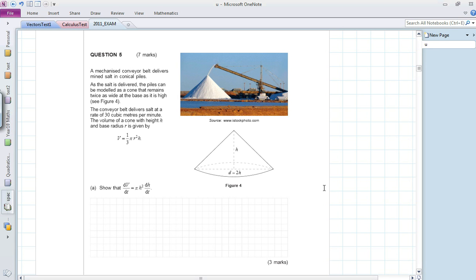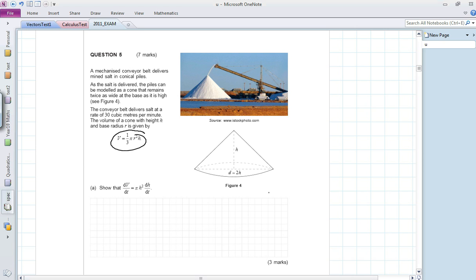Alrighty, moving on to question 5. Now we've got a calculus problem. So like any of these problems, first step, read the question very carefully, look at what variables we've got, and look at what we're trying to solve. So in this case, starting off with the equation here. So we've got an equation for the volume related to the radius and the height.